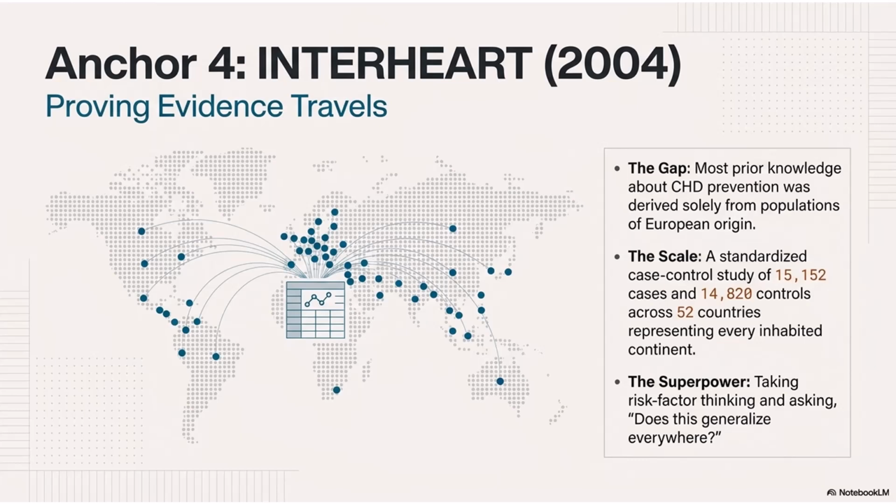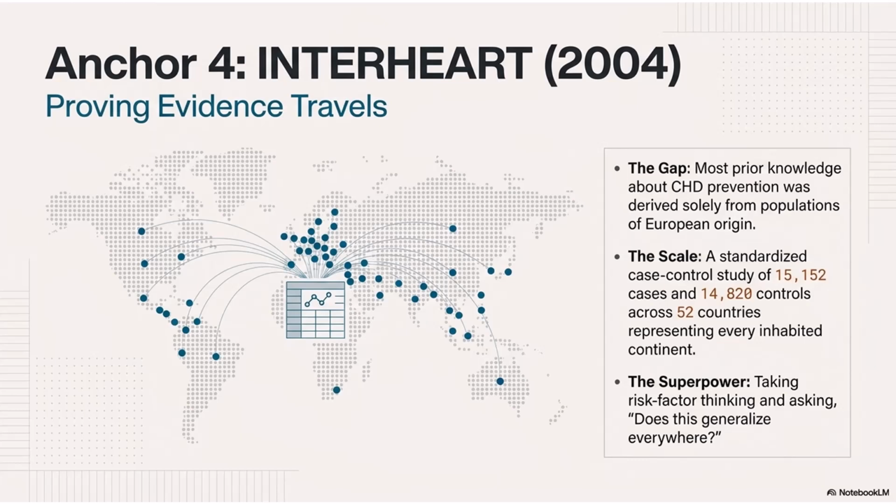So the question became, does this knowledge travel? Do the same risk factors matter in South Asia, the Middle East, Africa, Latin America, China, Europe, and North America? Or is cardiovascular risk so culturally specific that we need completely separate frameworks for every population? INTERHEART was designed to answer that kind of question. It was a very large, standardized case control study involving more than 15,000 cases and nearly 15,000 controls across 52 countries representing every inhabited continent.